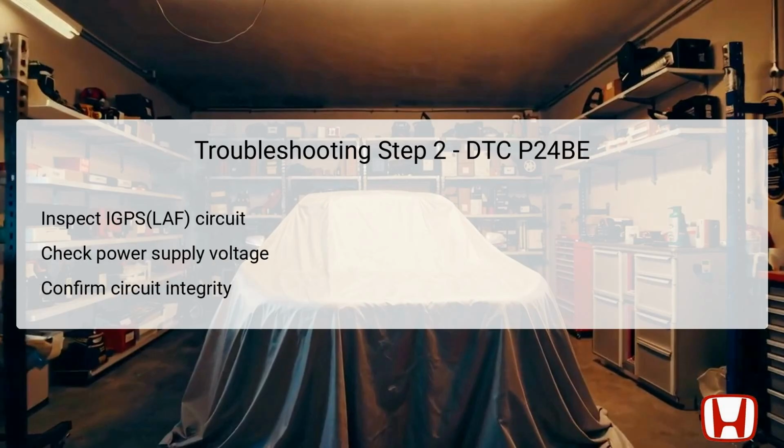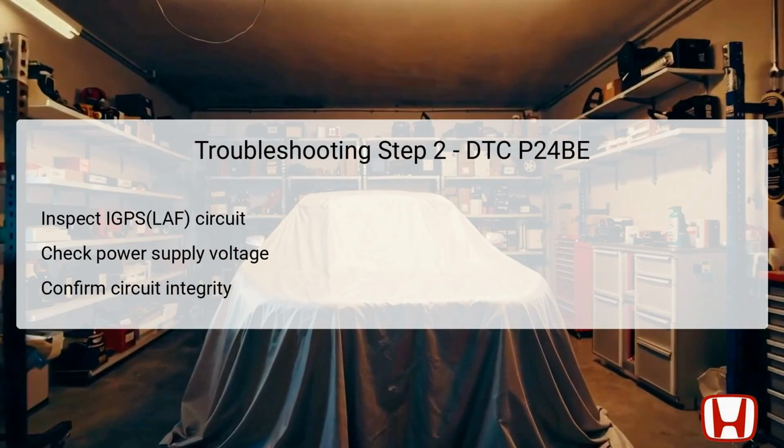In the second troubleshooting step, focus on inspecting the IGPS, ignition power supply circuit, which provides power to the canister changeover valve. Disconnect the evap leak check module connector and use a multimeter to measure the voltage at the circuit when the ignition is on. Under normal conditions, a reading of 12 volts should be present.